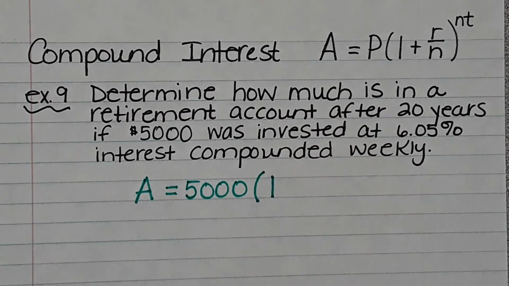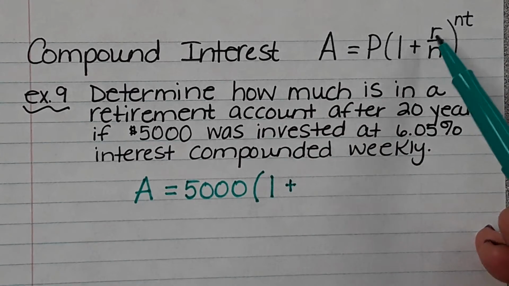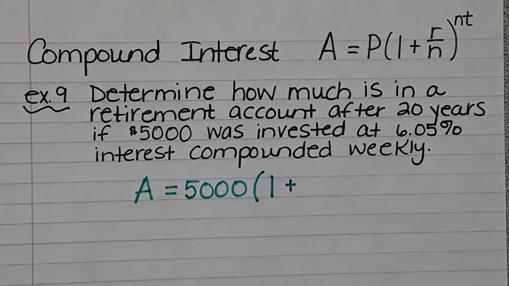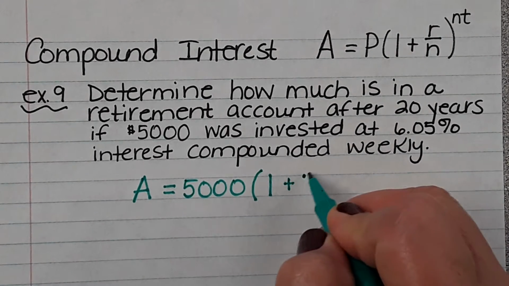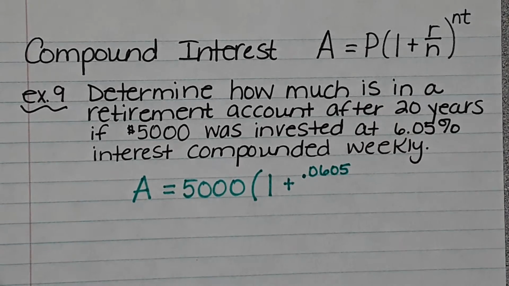Times, that 1 is always there. It's just a basic 1, okay? Plus, now R is our rate. Well, we're not going to put in 6.05. We actually have to convert that to a decimal. This is what we call a decimal percent. We need to put it into a decimal. In order to do that, you can either divide by 100 or move the decimal 2 places to the left. And our rate would be 0.0605. Yes, our rate is 6.05%, but we're writing it as a decimal.